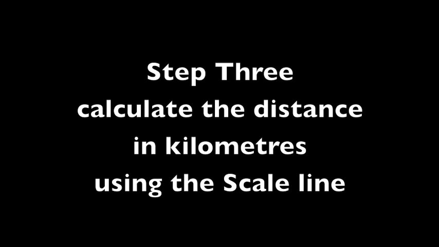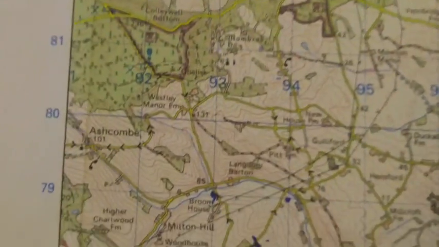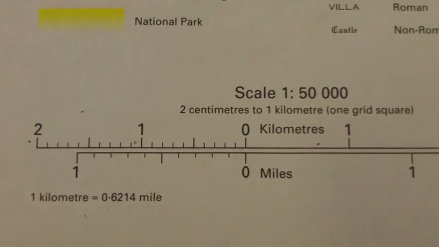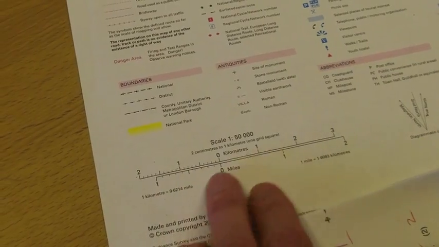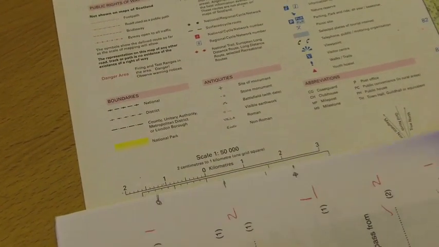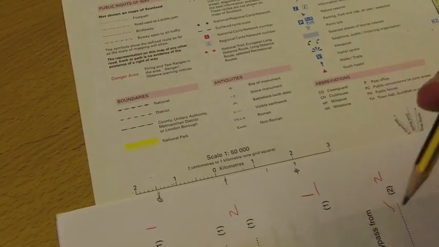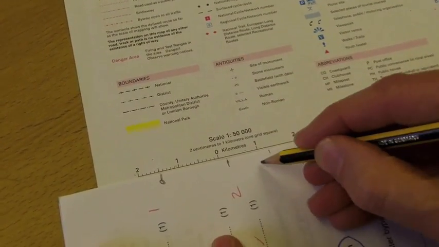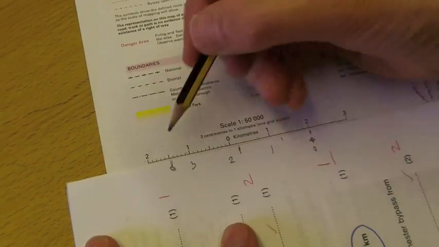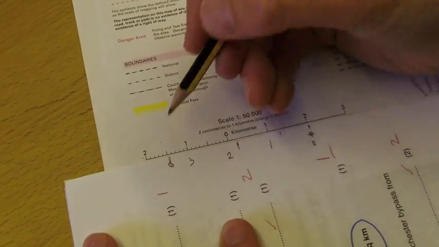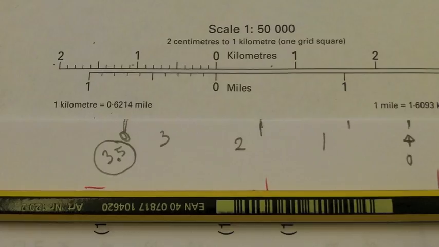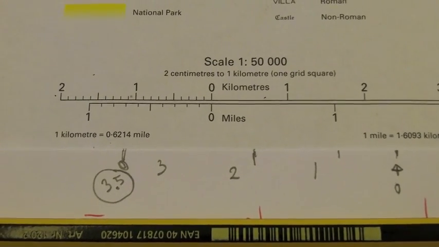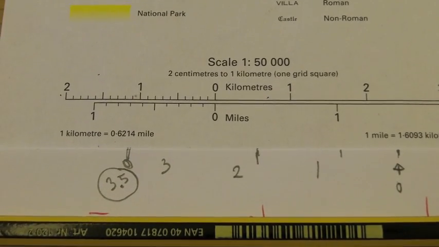Step 3. Calculate the distance in kilometres using the scale line. From here, I'm going to look at the scale. So here's the scale line, and I have got this distance here. If I put it against 2, this is 0, 1, 2, 3, and then 0.1, 0.2, 0.3, 0.4, 0.5. 3.5 is my answer. At this scale, 2 centimetres is equal to 1 kilometre.